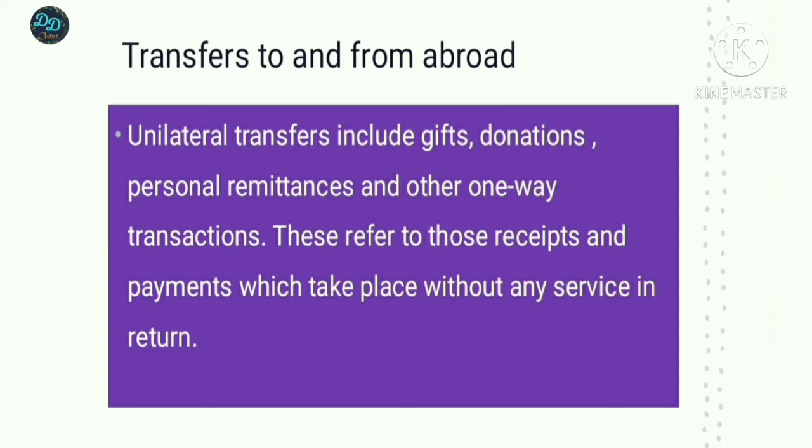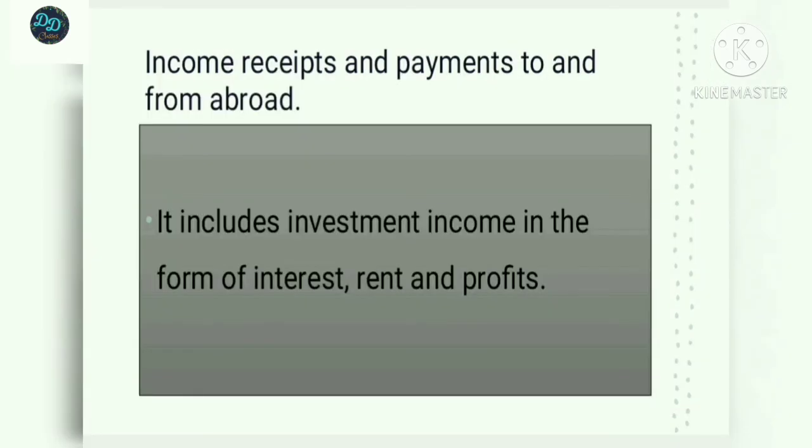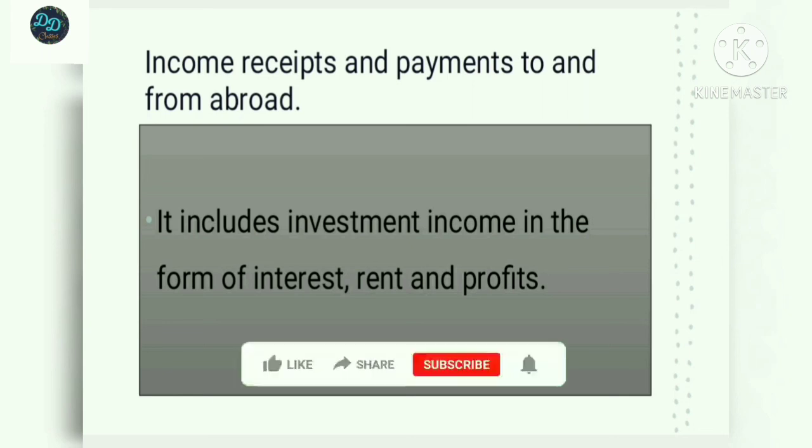The last one is income receipts and payments to and from abroad. Here it includes investment income in the form of interest, rent and profit. So what are the components of the balance of payment? One is the current account and the other is the capital account. Under the current account: export and import of goods, export and import of services, unilateral transfers, and income receipts and payments to and from abroad. In the next video, we will discuss the capital account and its components.